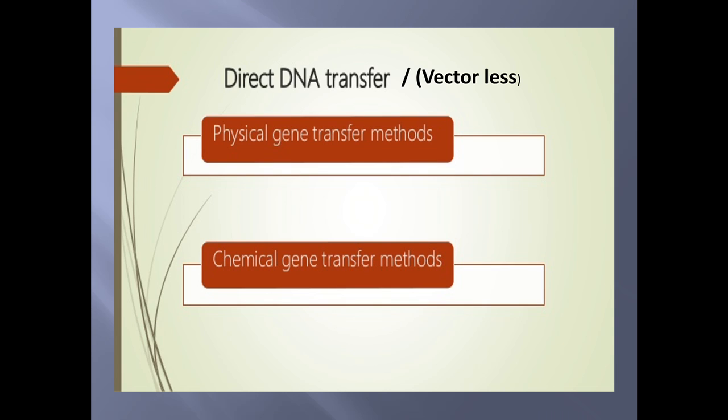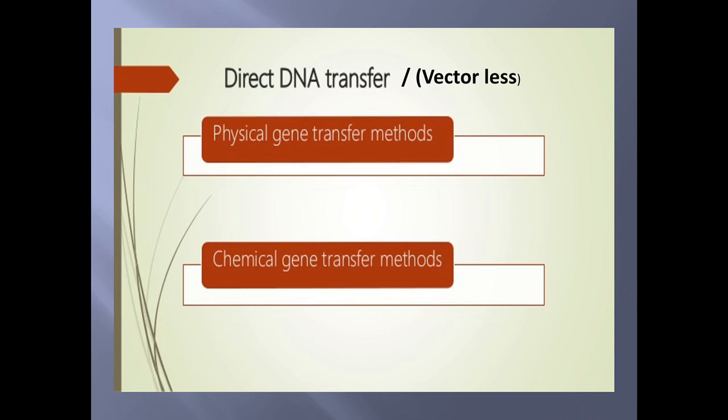And coming to direct DNA transfer, which is also called vectorless, again, this direct DNA transfer can be done in 2 ways or 2 methods. First one is physical gene transfer methods, second one is chemical gene transfer methods.